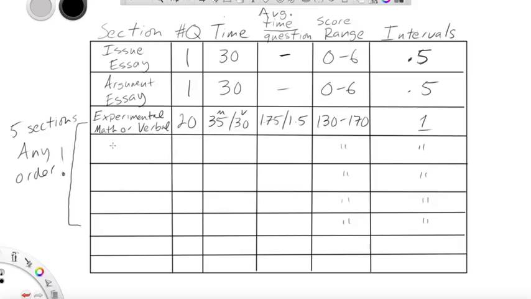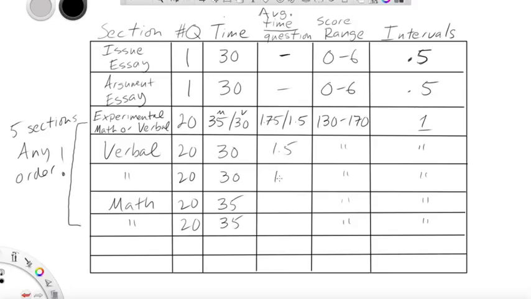And then we go to verbal and math, so you're going to have 2 verbal and 2 math in any order. As we said before, they all have 20 questions. The amount of time you have is going to depend on the type of section. So if it's verbal, it'll be 30 minutes. If it's math, it'll be 35. If it's verbal, you have 1.5 minutes per question. If it's math, you have 1.75.